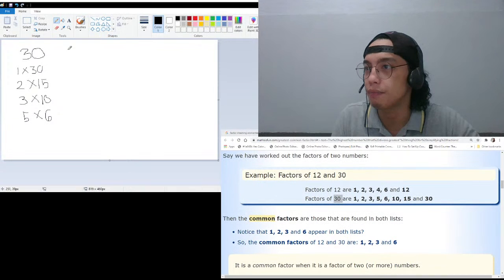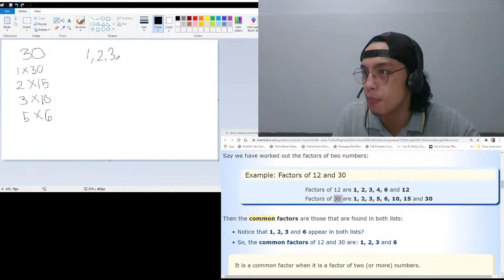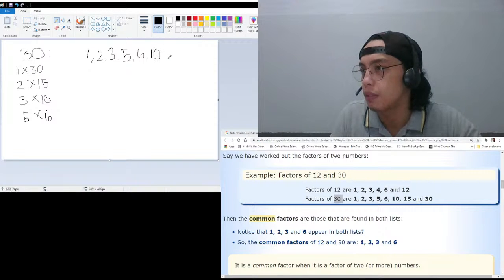Sa itong isulat, factors sa 30, we have 1, we have 2, ato rin pasunod, we have 3, we have 5, we have 6, we have 10, we have 15, and of course the number itself, 30. And atong balikon ang factors sa 12.